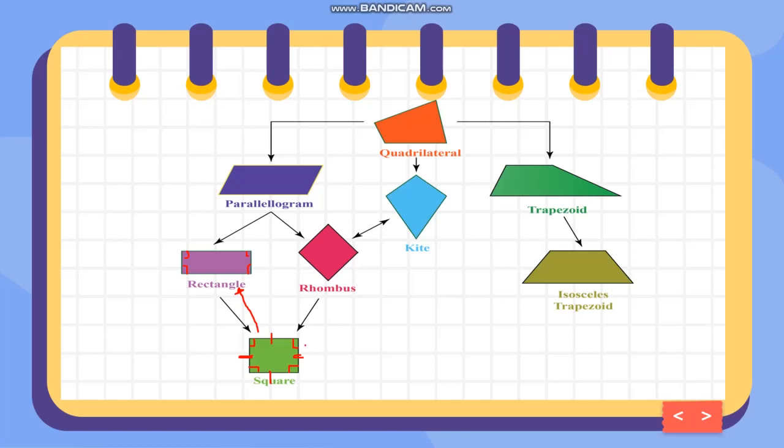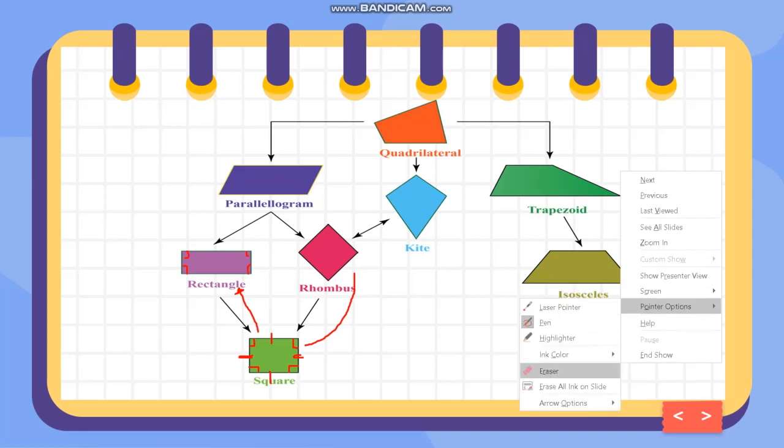Now, is a square a rhombus? Yes, because in a square all sides are equal, and in a rhombus all sides are equal. A square is a parallelogram and quadrilateral, and a rhombus is a parallelogram and quadrilateral. The only difference between the square and rhombus is that a square has four right angles but a rhombus doesn't.